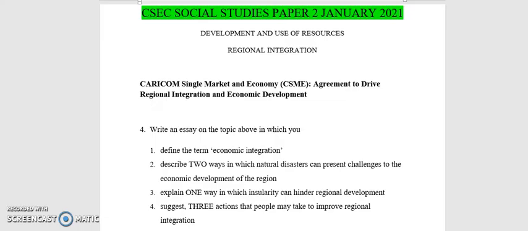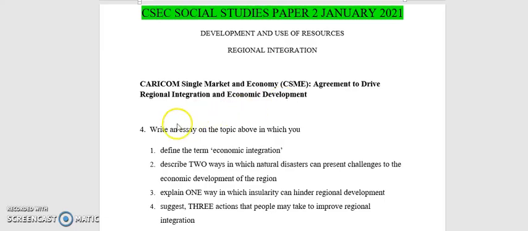So the topic is CARICOM Single Market and Economy, CSME, Agreement to Drive Regional Integration and Economic Development. And I love it. CXC breaks down the questions, right, which makes it more appealing to students and easier for students to write on. I love this new arrangement.